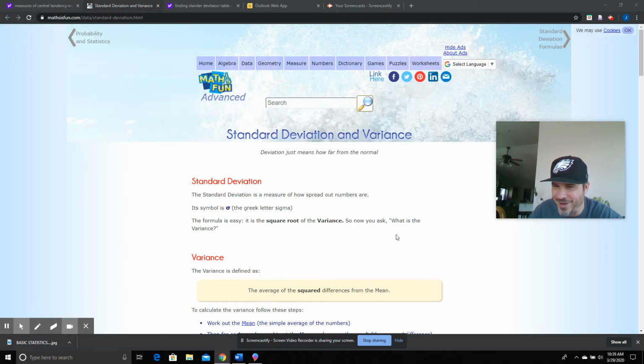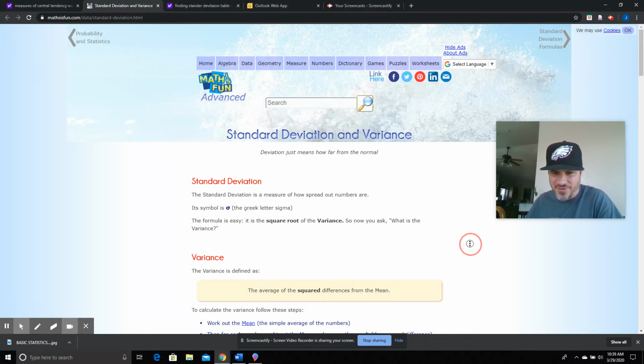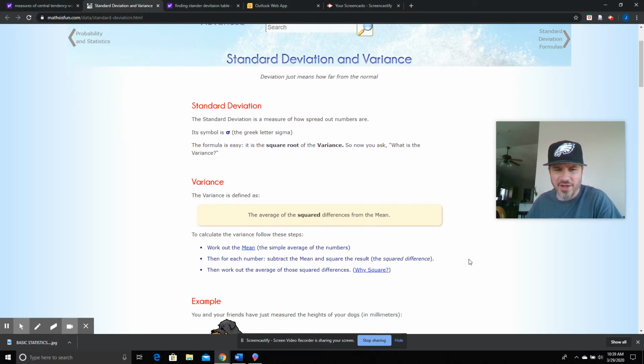And this part's funny. The formula is easy. It's just the square root of the variance, right? The hard part is the variance, okay? So really the first thing we have to understand is how to find the variance, okay?